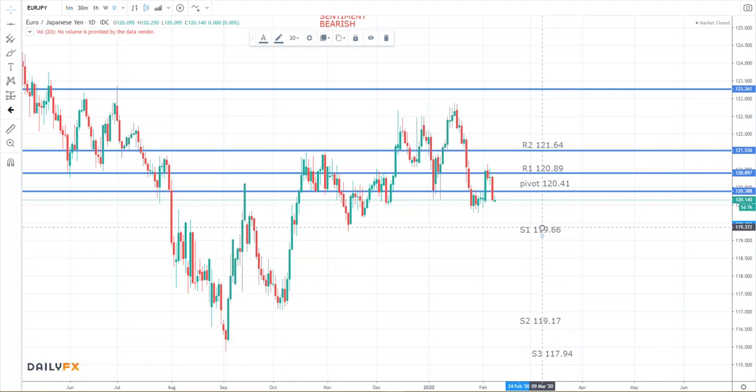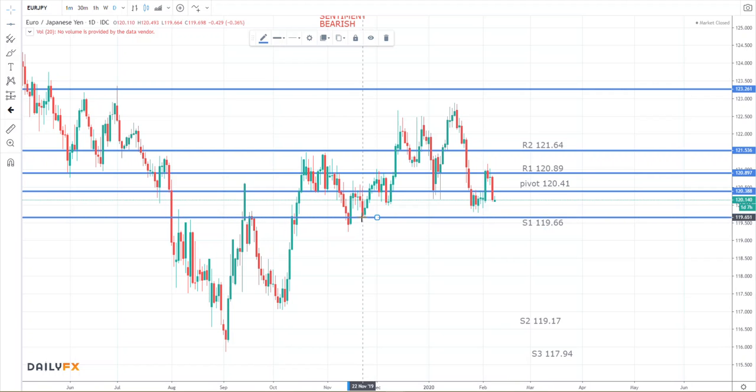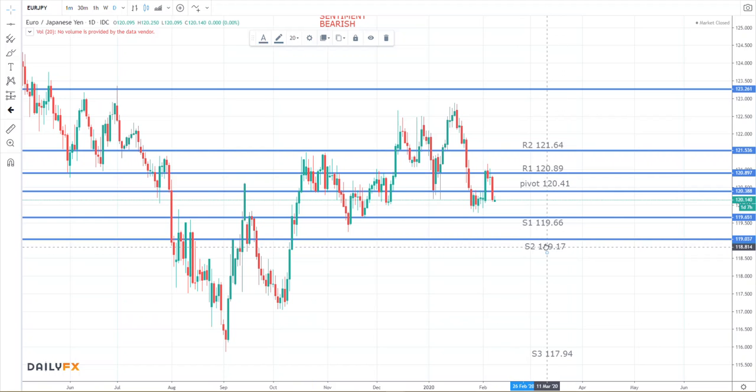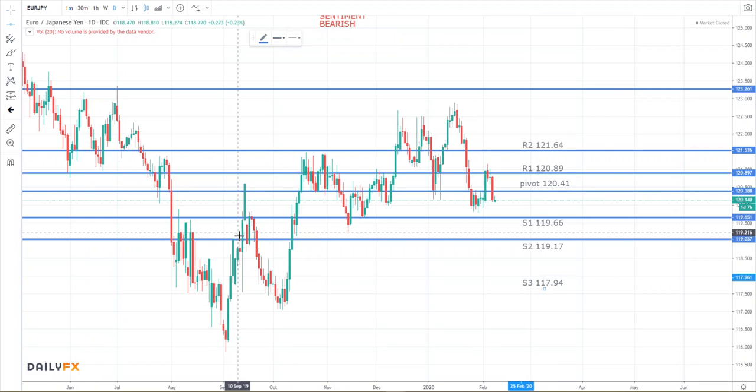We've got our first support at 119.66, so price is poised to kind of just fall another good 50 pips or so. But we do see some short-term support there. You see back in the fall, 1, 2, 3, 4, 5 times price stalled out there. Now, because of the rejection price has been getting, I think we should see some good descending action, but you never know. Here we've got S2 at 119.17, so we could see a little bit more support there.